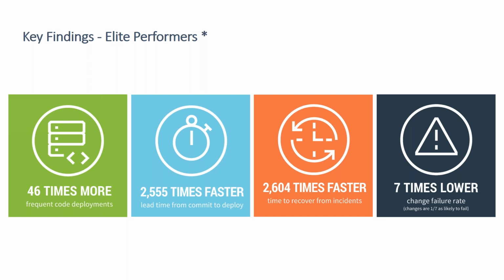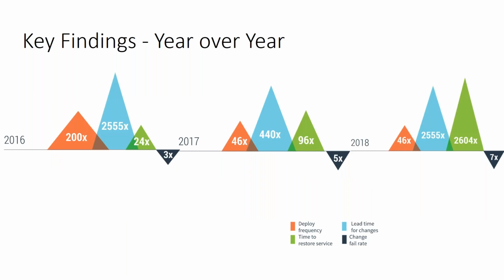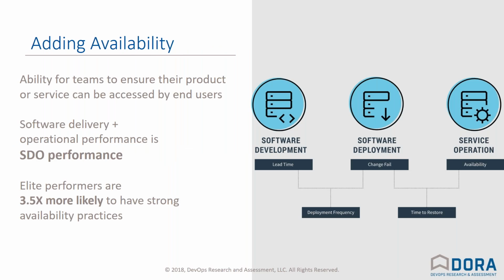Fantastic. On the next slide, many people asked what have been the year-over-year trends in terms of high performers versus non-high performers. And so in this year's report, we actually show in a nice visual representation the differences year over year. So that's really nice. And why don't we go to the next slide, the one that says elite performers.